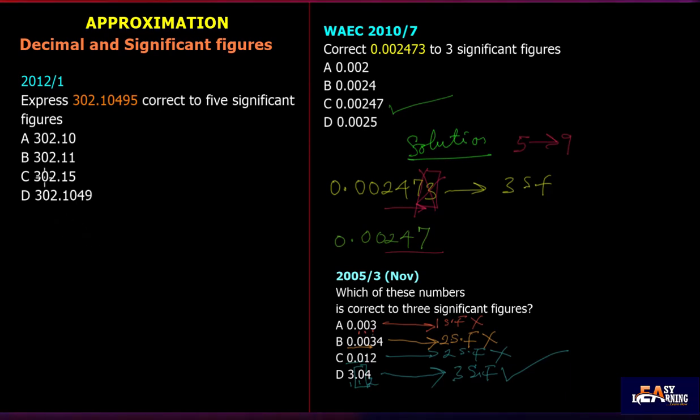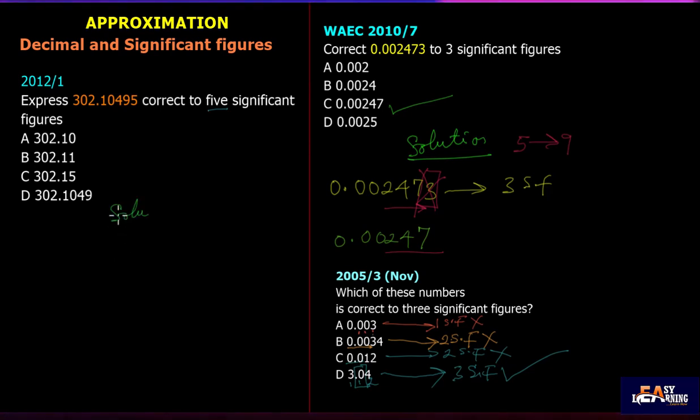Okay, so we have another question. This was a WAEC question, 2012 question 1, and we have to express 302.10495 correct to 5 significant figures. To be nice, pause the video here and try to solve it so we can compare.